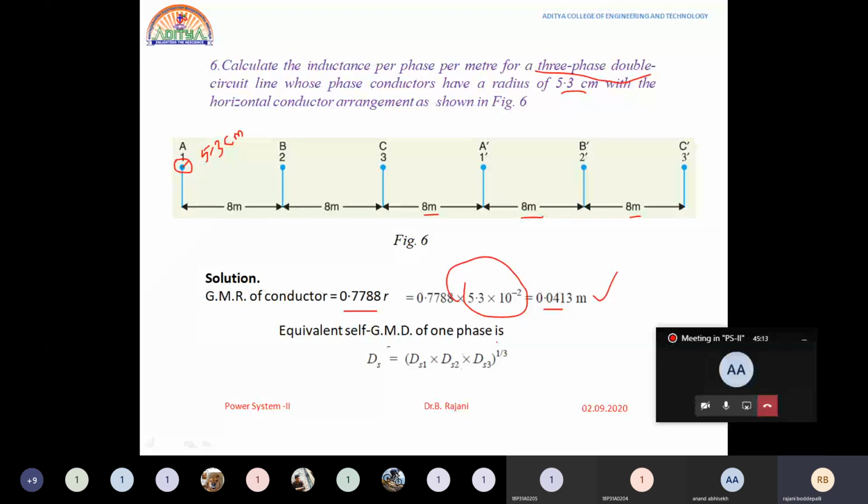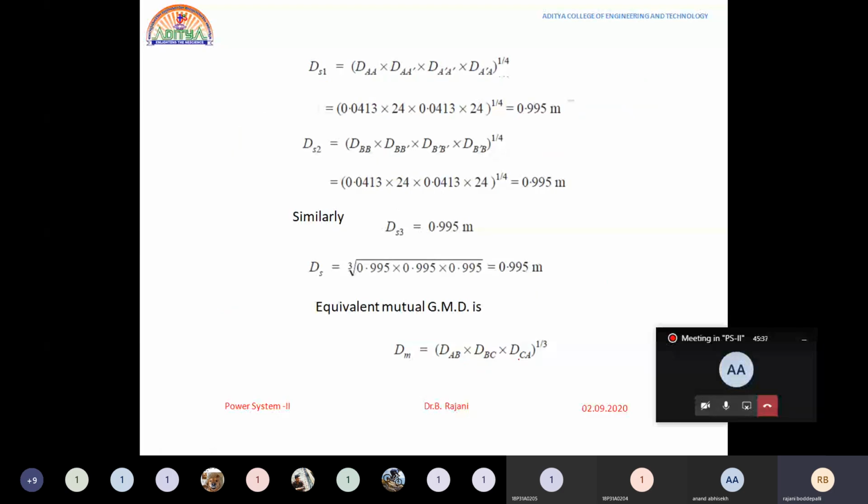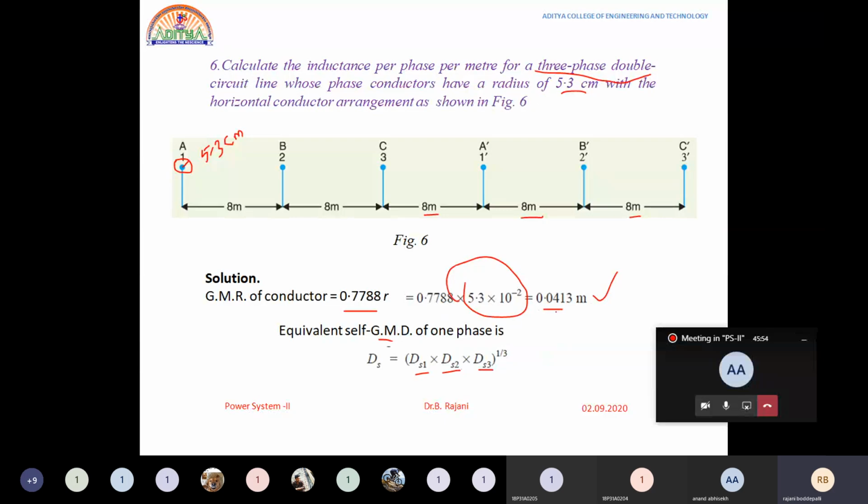Now, the equivalent self GMD of the first phase. For one phase we are calculating the equivalent GMD, so for conductor A it is like this, and for conductor B, and for conductor C. How we find DS1, DS2, DS3 depends on how many parameters there are. Here the power is 1 by 3. If there are 4, we will have a DS4 whole to the power of 1 by 4. Here we have 3 conductors, so we have DS1, DS2 and DS3. These are the combinations for this. So 0.7788 into R in 10 to the power of minus 2 gives you the value of 0.0413, which is in meters. That value only I kept over here.